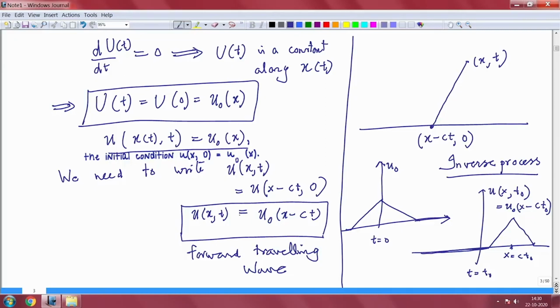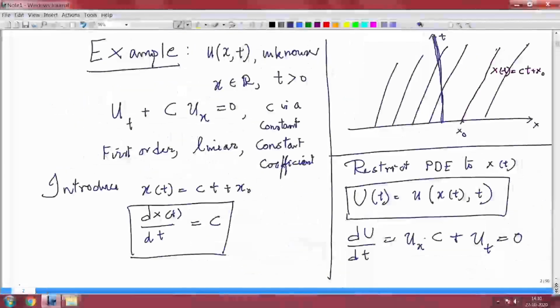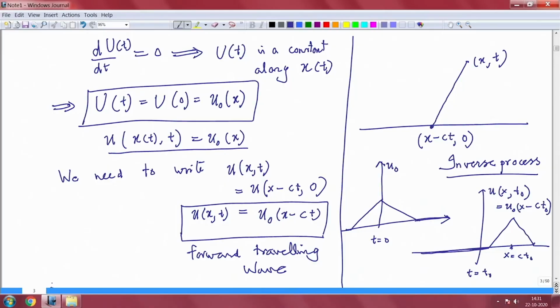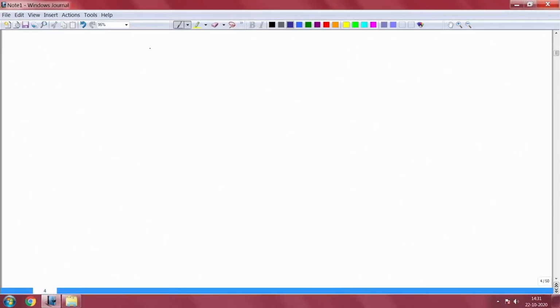So, basically you solve the problem du by dt. If you look at it, you got a problem u t plus c u x, and you have solved the problem with u naught. So, you can ask many questions now. Why did I choose that curve x t? Is there a motivation behind choosing that kind of curve? So, you can ask why did we choose x t equal to c t plus x naught.